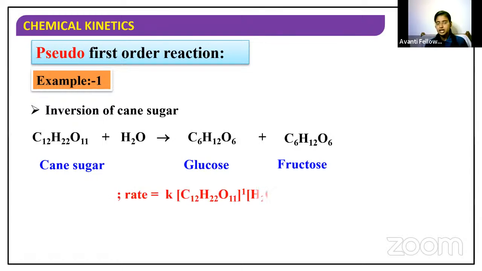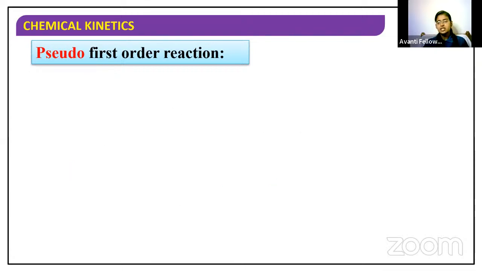But if you look at the rate equation, rate is equal to K into the concentration of cane sugar and into the concentration of water. If you look at the order, sucrose has order 1 and water has order 0. So the total order of this reaction is 1. Actually it is a second order, but it is called a first order, so it is a pseudo first order reaction. So why are we neglecting the concentration of H2O?